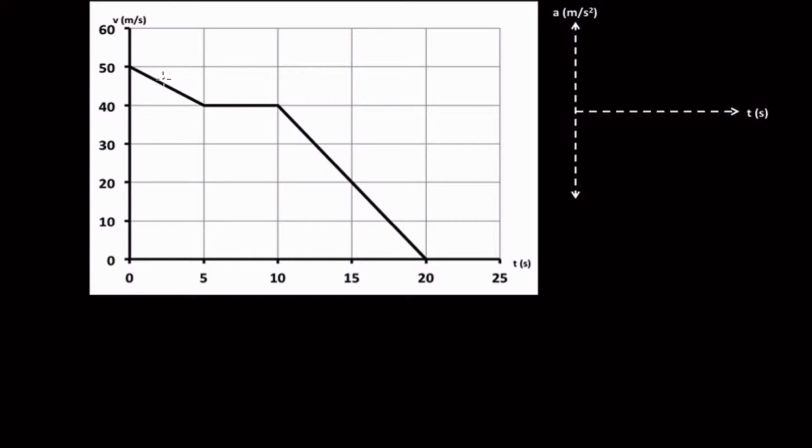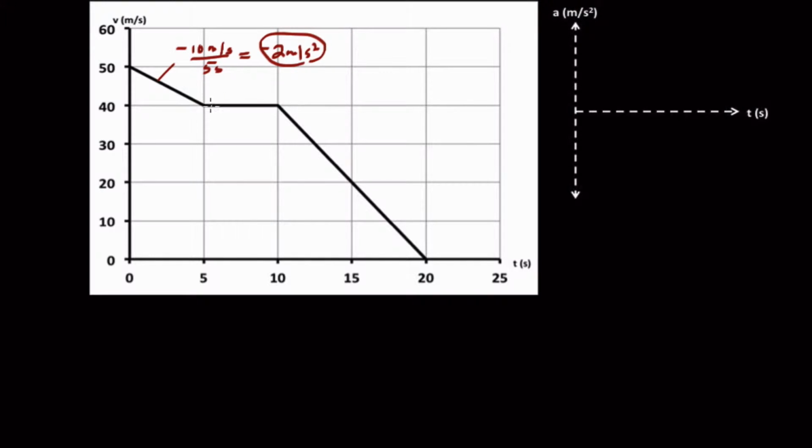So let's take this first segment of the line here. Let's take this first part of the event, these first 5 seconds, and we can see that it goes from 50 meters per second to 40 meters per second. So its velocity decreases by 10 meters per second. This is slowing down, and that takes 5 seconds. So the acceleration here would be -2 meters per second every second, or -2 meters per second squared.